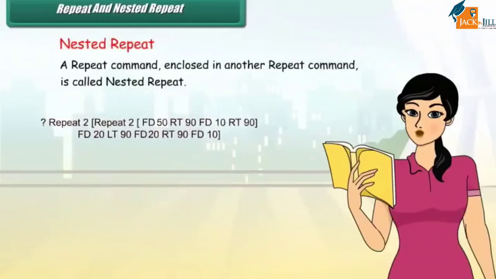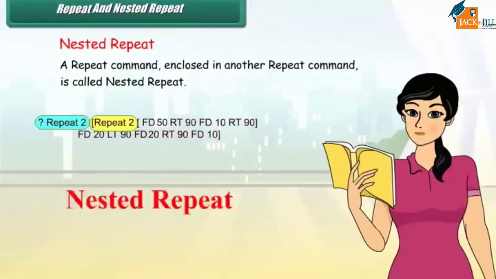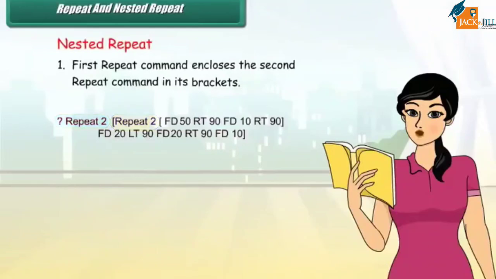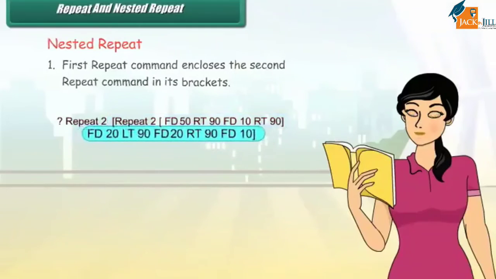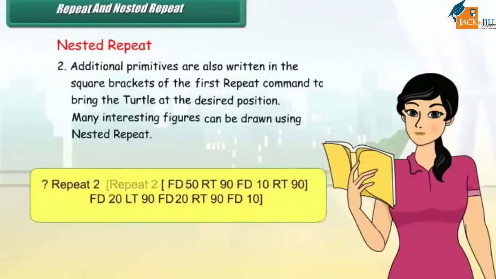A repeat command enclosed in another repeat command is called nested repeat. The first repeat command encloses the second repeat command in its brackets. Additional primitives are also written in the square brackets of the first repeat command to bring the turtle to the desired position. Many interesting figures can be drawn using nested repeat.